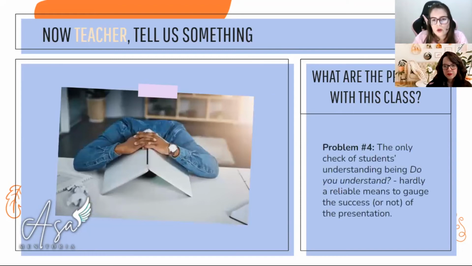Another problem, number 4: the only check of students' understanding is or was, do you understand? Hardly a reliable means to gauge the success or not of the presentation. So for me, what I explained in my class can be perfectly clear, but probably not for my students. We don't live in each other's minds, so we must make sure that they understood. And Amanda gave a brilliant example of how you can make sure they understand.